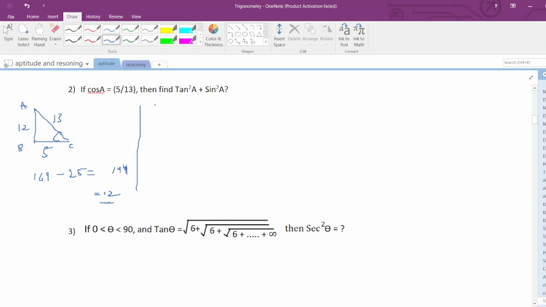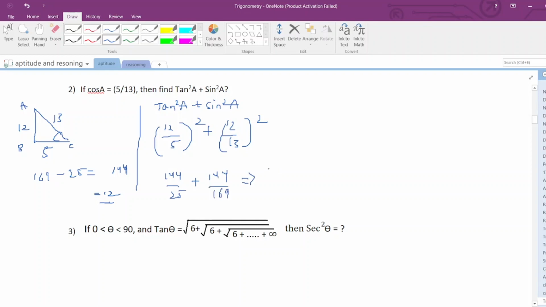Now substitute in the question they asked: tan square A plus sin square A. What is tan? Opposite by adjacent side, which means 12 by 5 whole square, plus sin, which is opposite by hypotenuse, 12 by 13 whole square, which is equal to 144 by 25 plus 144 by 169. Apply the cross multiplication and you will get 144 into 169 plus 144 into 25, by 25 into 169.